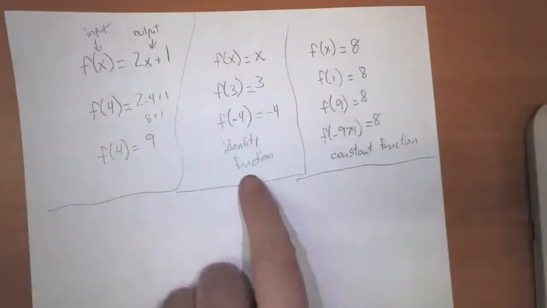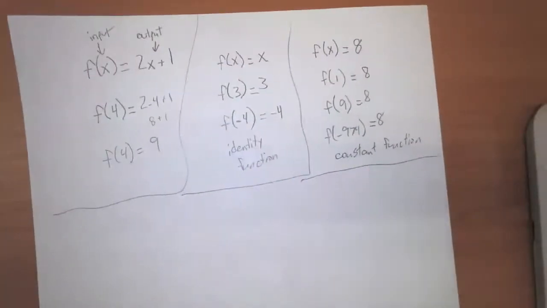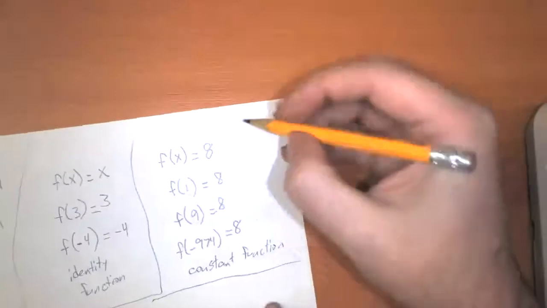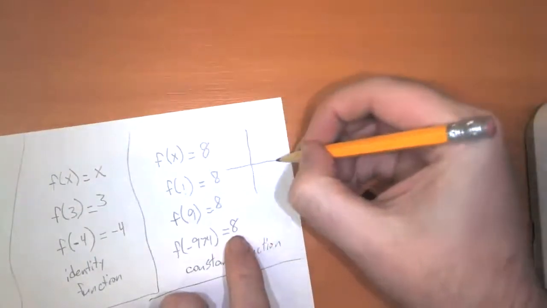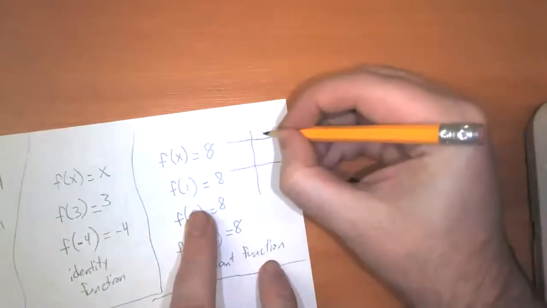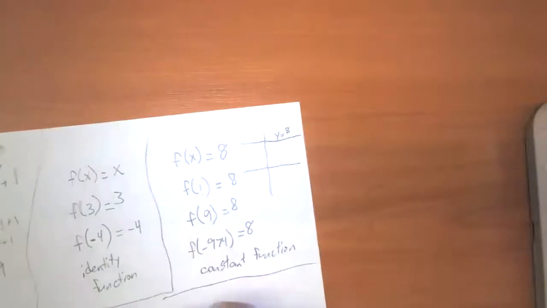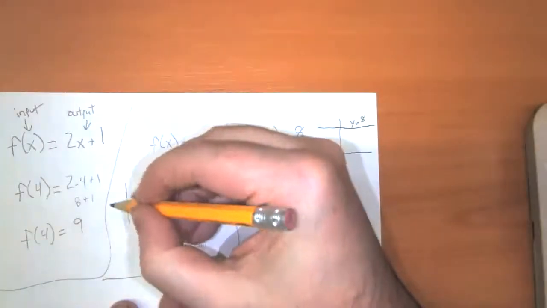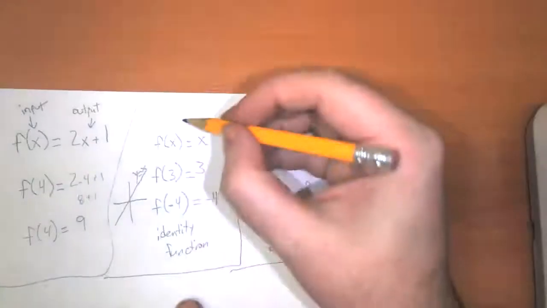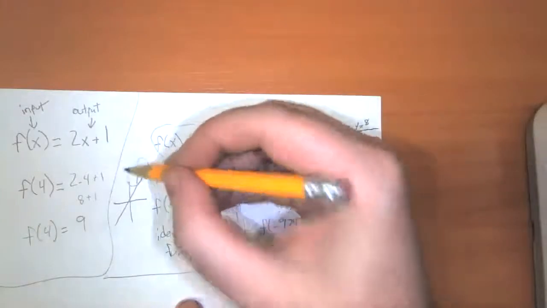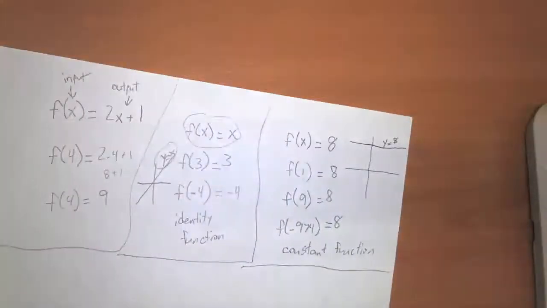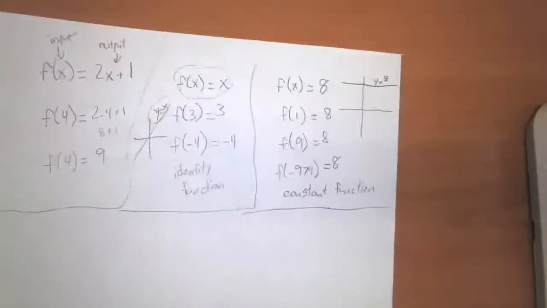All right, so identity functions and constant functions are both linear functions. So constant functions are always horizontal. So for instance, this function, if this is my x and y coordinates, f of x equals 8 is just the line y equals 8. The identity function is just the line y equals x. All right, and so you can see the connection between the function definition, and if we just replace f of x with y, we've got the equation that we can graph on the coordinate plane.